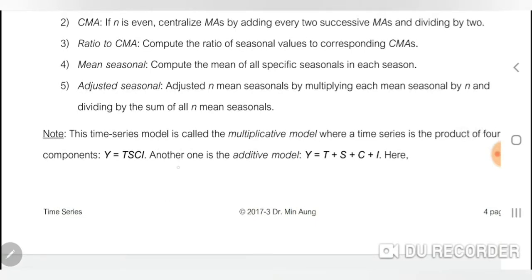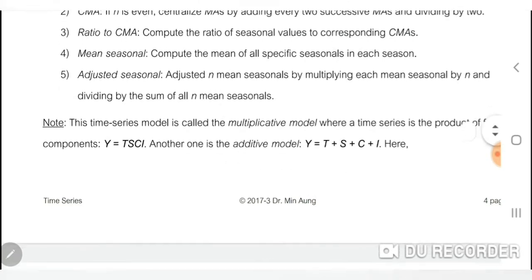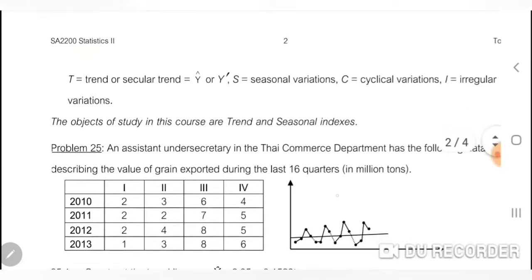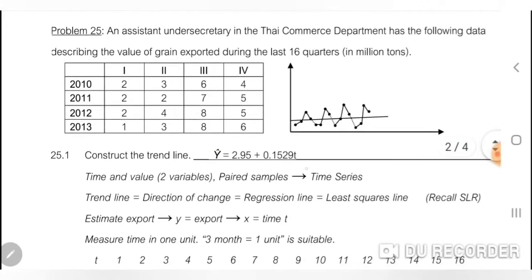And for knowledge, you know that there are 2 models of time series used in predicting future values. Multiplicative model, the product of 4 components: trend, cyclical, seasonal, and irregular. Another is the additive model, the sum. This is for knowledge. We will use this problem 25 as an example. You can read it.